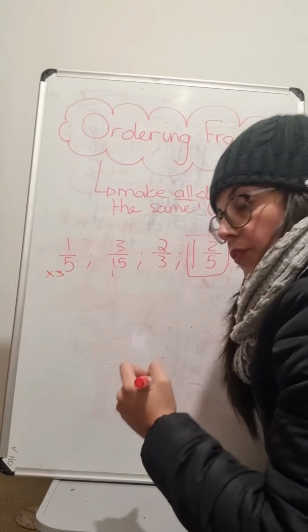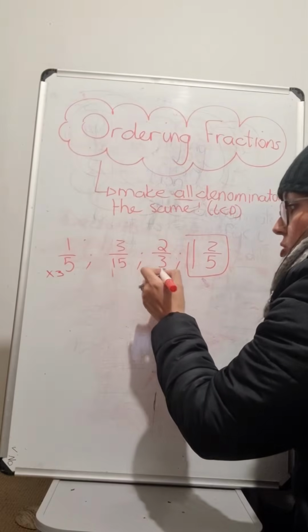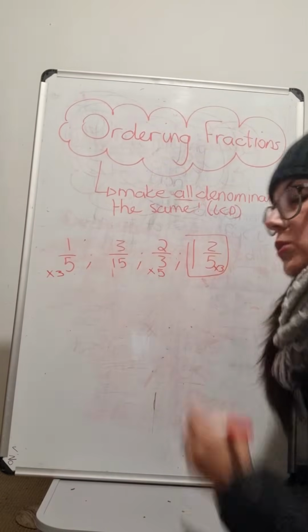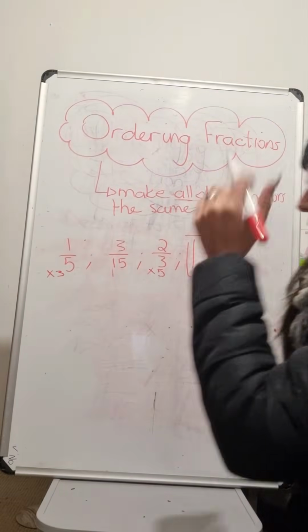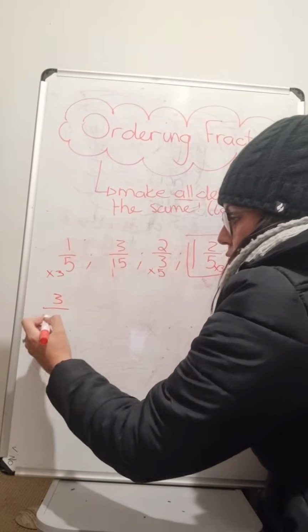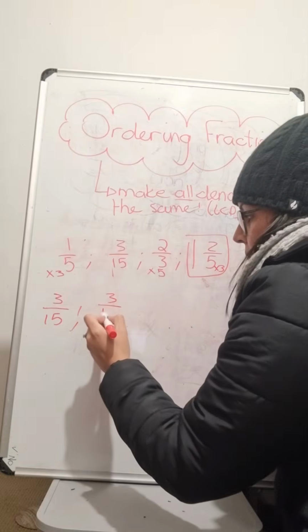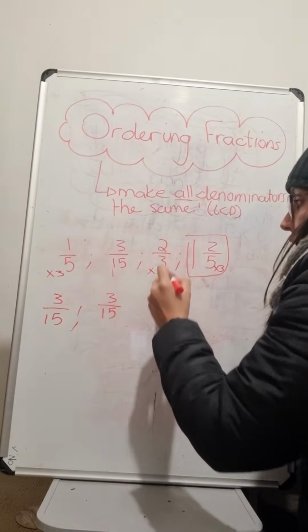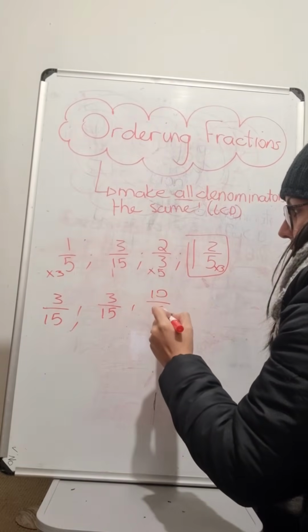You're going to times it by 3. This one I'm not going to change. It's already 15. This one I have to multiply by 5. And this one I have to multiply by 3. So let's do that. Okie dokie. 3 times 1 is 3. 5 times 3 is 15. This one's going to stay the same. Oh, look at that. We have 2 equivalent fractions. Then multiply by 5. 2 times 5 is 10. 3 times 5 is 15.